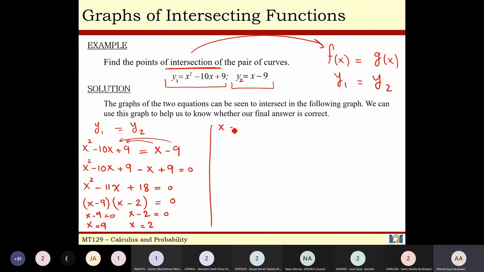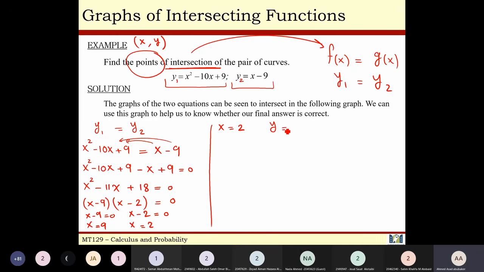Now we need to find the points. If x equals 2, we need to find y, because points mean an x coordinate and a y coordinate. So which one do we use, y1 or y2, or can we substitute x in both? Yes, both. We can substitute x in y2 or y1 and it must be the same answer. The y must come out the same. If it comes out different, then the value of x is incorrect. Okay, now we can use y2.